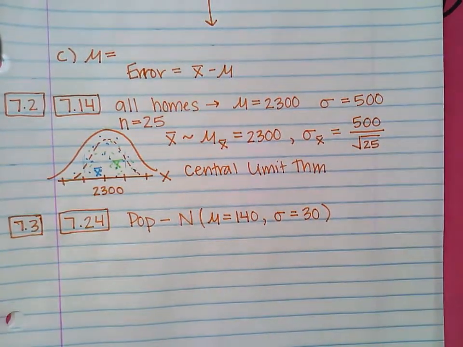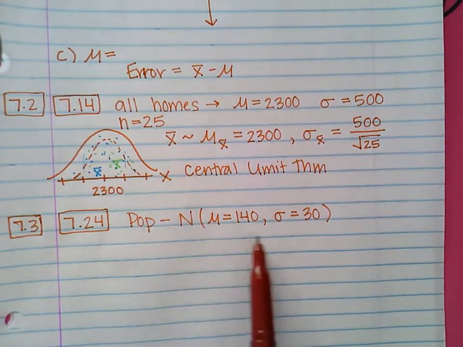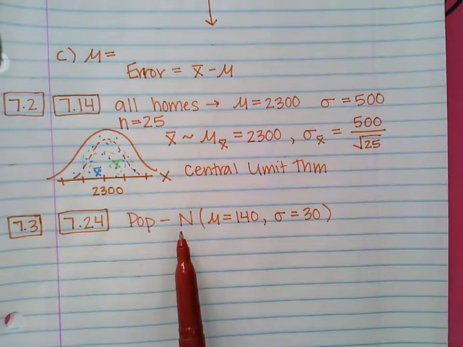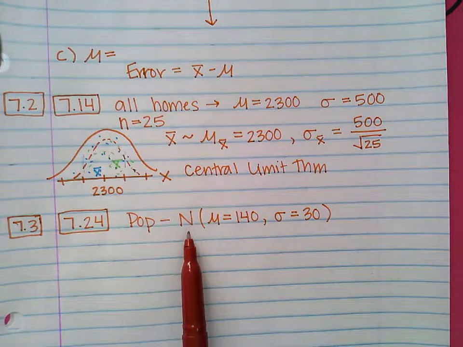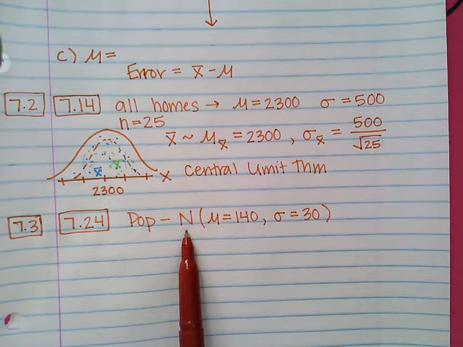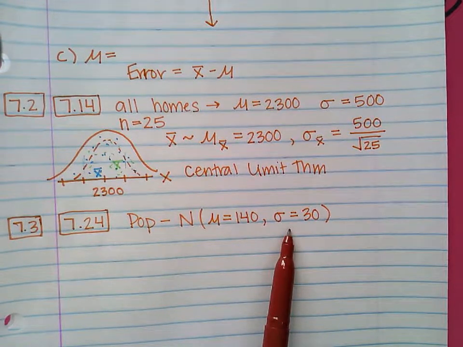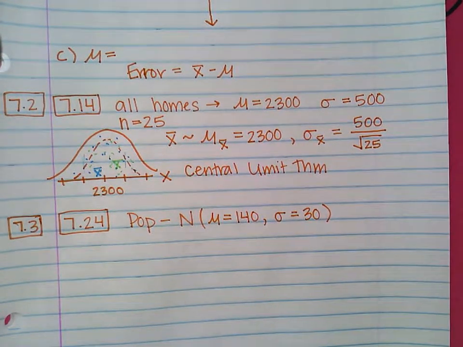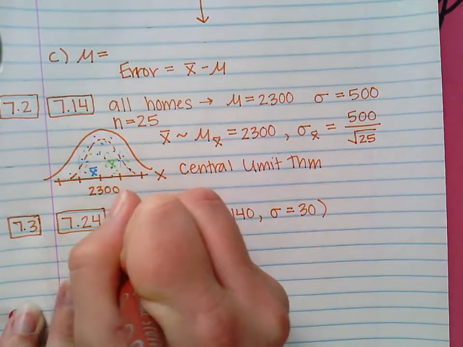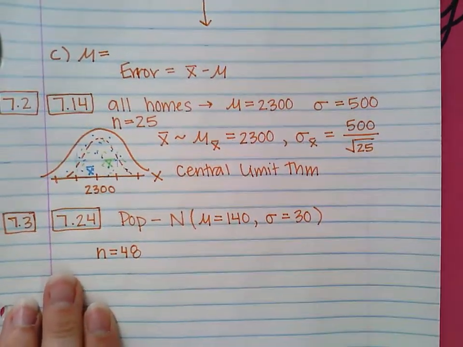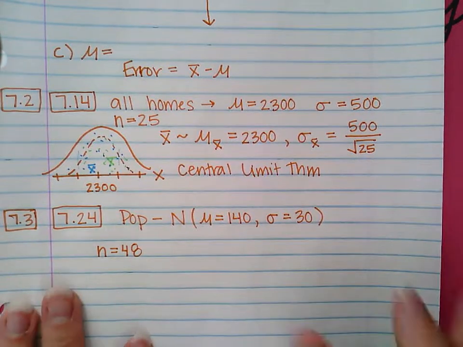And I'm not sure if Professor W uses this type of notation. This is just kind of shorthand for labeling your distribution here. So normal distribution, big N, mean, standard deviation in parentheses like that. And that's our population here. Let X bar be the mean GPA of a random sample of 48 students. So my sample size is 48. Find the mean and standard deviation of X bar, and then comment on the shape.